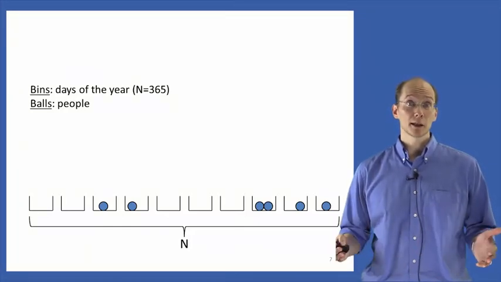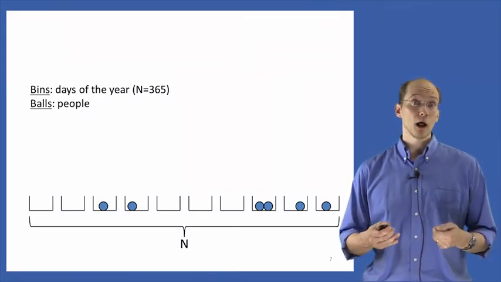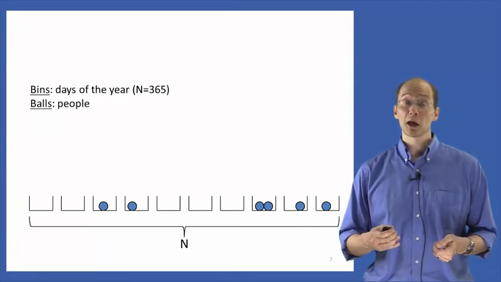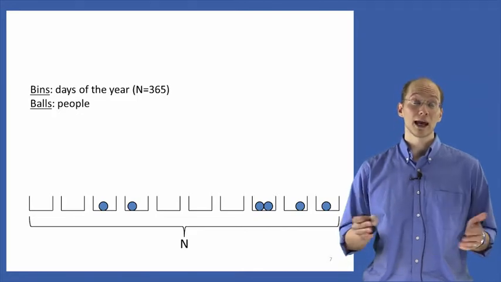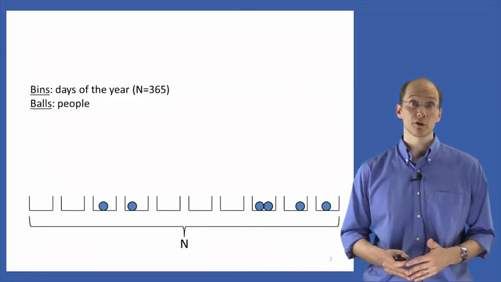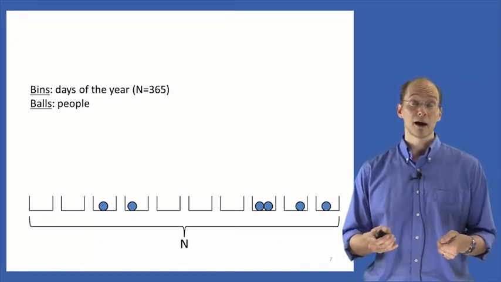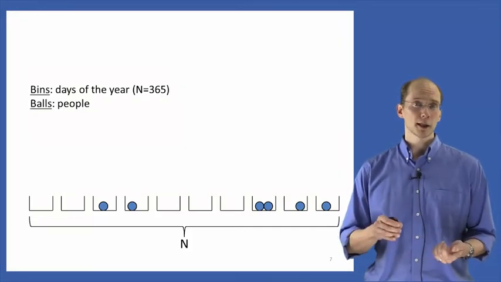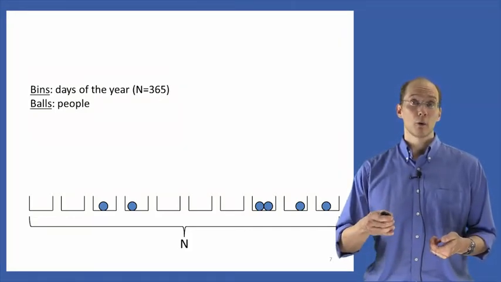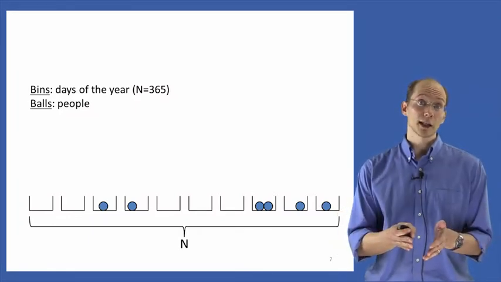If we let the bins denote days of the year, so we imagine that there are 365 different bins, and we let the balls correspond to people, and imagine that if we pick a random person, their birthday will fall on a random day between January 1st and December 31st, then the probability with which two people in a room share a birthday corresponds exactly to the probability that when we throw a certain number of balls into these 365 bins, two of the balls end up in the same bin.